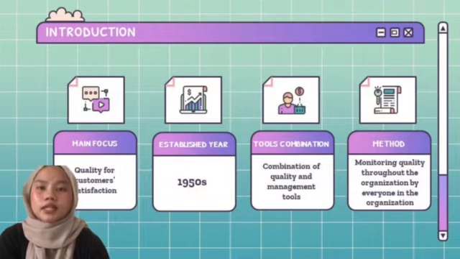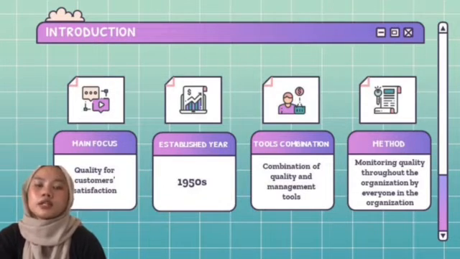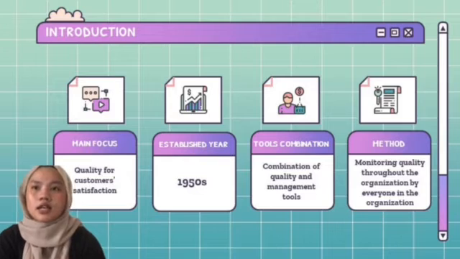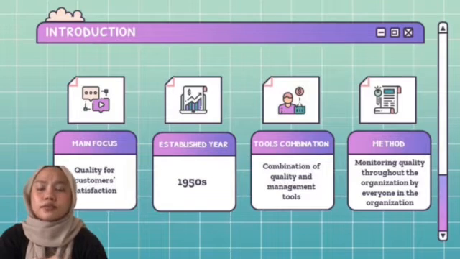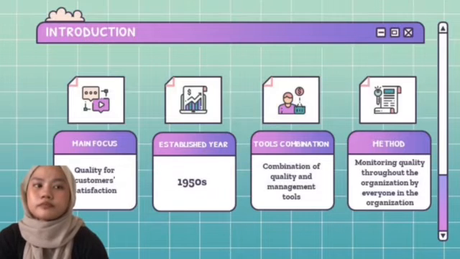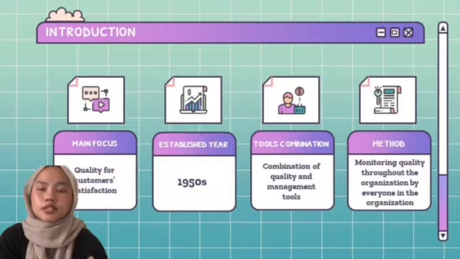The way of implementing this type of management approach is by monitoring quality throughout the organization by everyone in the organization. This means that every problem and obstacle that is spotted needs to be solved before the company goes through another level of process.